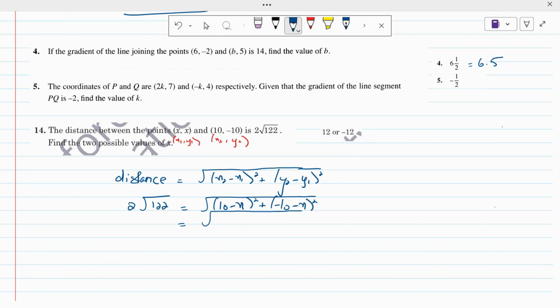Applying the identity to expand it, we get 10 square is 100. The middle term, 2 into 10 into x, is 20x. Sorry, the middle term would have a negative sign. Minus x square would be positive x square. And now plus 20x, why? For the middle term, you have to apply the identity: (a minus b) whole square is a square minus 2ab plus b square.